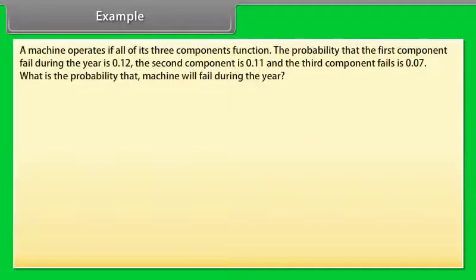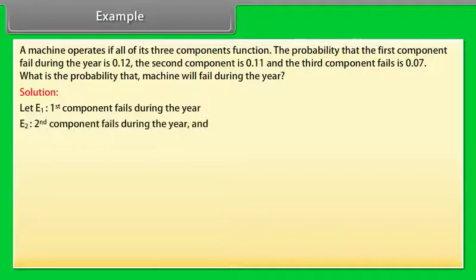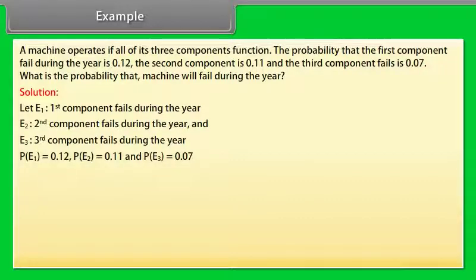Example. A machine operates if all of its three components function. The probability that the first component fails during the year is 0.12, the second component is 0.11, and the third component fails is 0.07. What is the probability that the machine will fail during the year? Solution. Let E1: first component fails during the year, E2: second component fails during the year, and E3: third component fails during the year. P(E1) is equal to 0.12, P(E2) is equal to 0.11, and P(E3) is equal to 0.07.